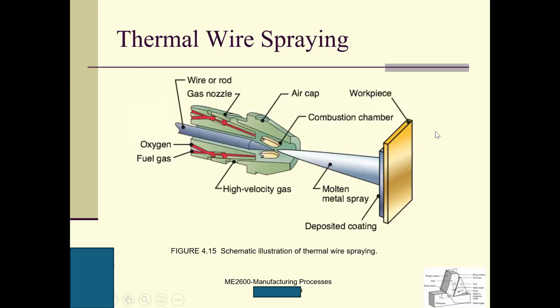This is thermal spraying. Here is the workpiece. Here's oxygen and fuel gas. So this is a high velocity gas. Here is the gas nozzle, the air cap, the combustion chamber, and the workpiece. The molten metal is sprayed, so this deposited coating will be formed on the surface of the workpiece, and it will protect the workpiece.